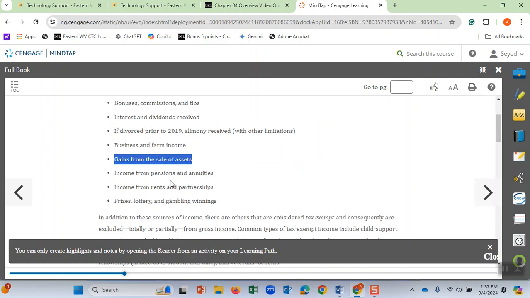And then income from pensions and annuities. What are pensions and annuities? Let's say when you are retiring, you work for the state of West Virginia, for example, for 30 years, and then the state of West Virginia might have some retirement. Some companies have. These days they have less, because we have 401ks, so we have fewer pensions.